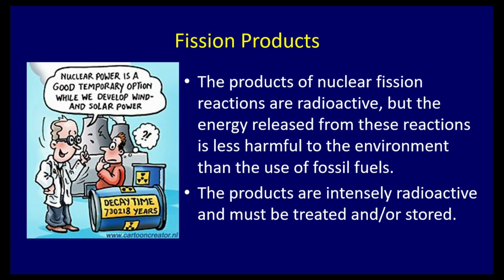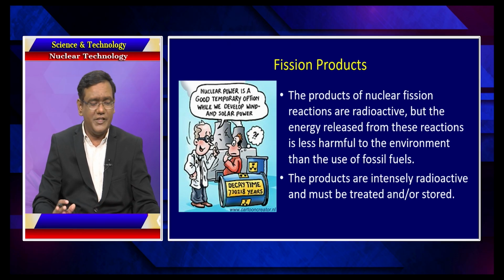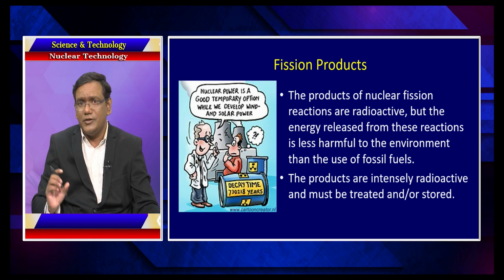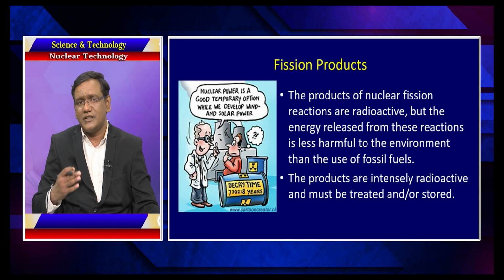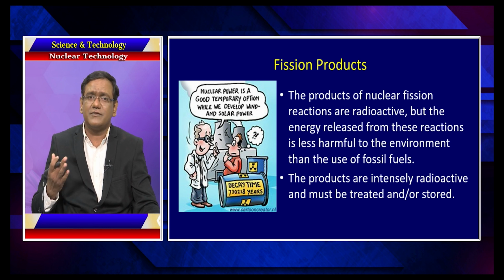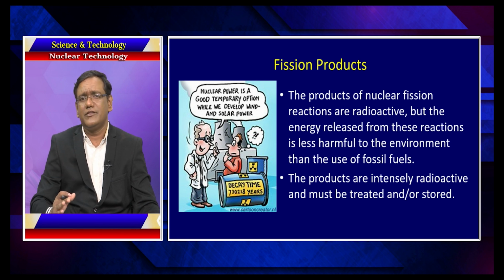So radioactive materials, the products generated in this fission reaction, are treated and stored carefully. You need to remember this. One decay time, the half-life, is something like 7,30,218 years. So a nuclear material with that decay time has a very high half-life period for certain radioactive materials.